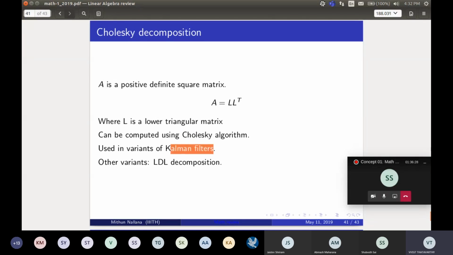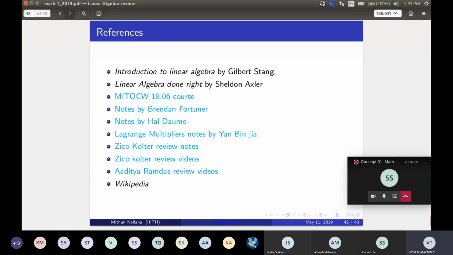You will come across Kalman filters when you are trying to do localization, and when you are dealing with SLAM related problems, you will come across Kalman filters a lot. Or in state estimation, especially when you want to estimate the state of a robot from the data of different sensors, and you want to fuse them and determine that, then you will come across Kalman filters, where this will be very useful. There are other variants called LDL decomposition, etc.